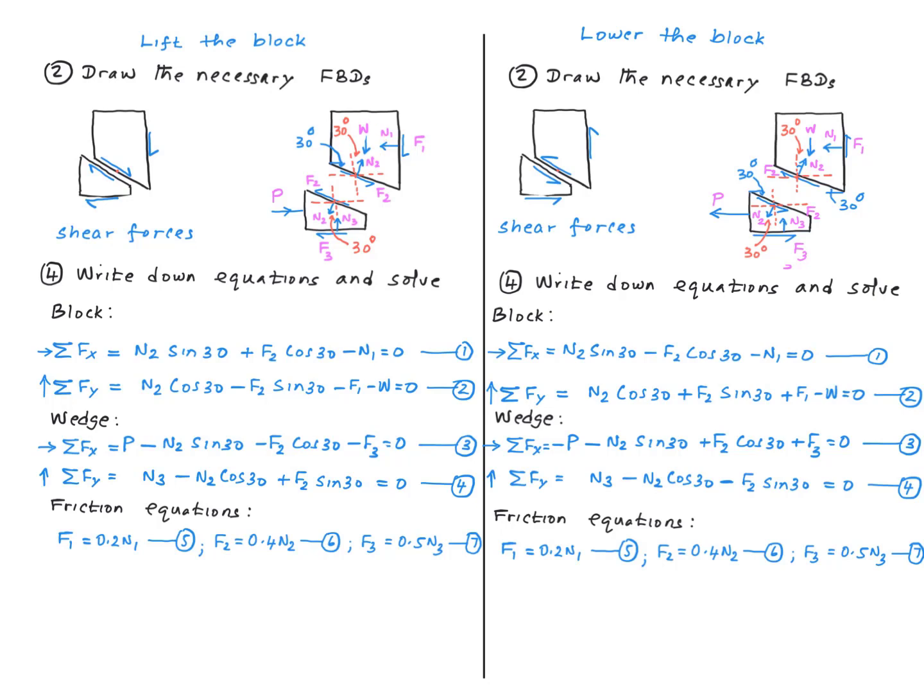And W is perfectly vertical, and therefore it does not have a component in the horizontal direction. F1 is also perfectly vertical, and therefore it doesn't have a component in the horizontal direction. N1 is perfectly horizontal, but it's acting in the opposite of the positive x direction, and therefore it goes in as a minus term in this equation. So that's going to be minus N1. Those are the 3 terms in that equation, and you set that to 0. So that's our equation number 1.